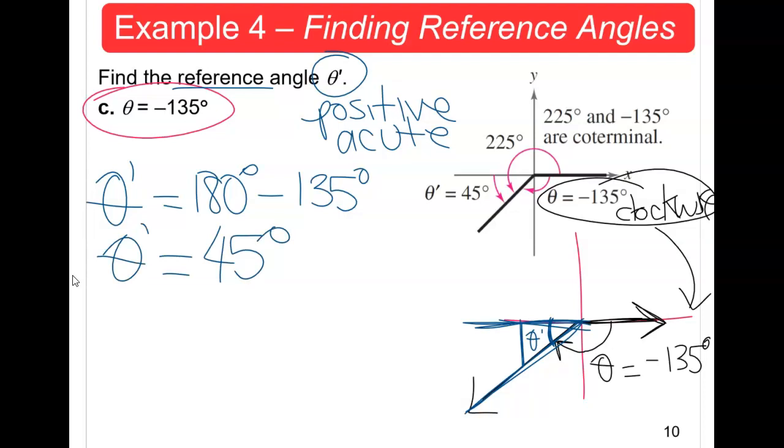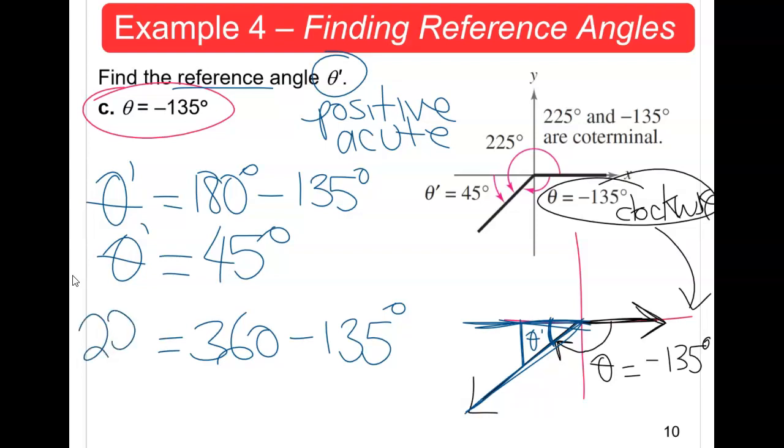Now, if you're not sure, should I take 180 and subtract 135, or should I take 360 and then subtract 135? You know, that could be a common question. So if you were to try that, I will show you that you will get 225 degrees. And so that cannot be a reference angle because it's not acute. It must be acute, less than 90, and it must also be positive. So that would be 45 degrees.